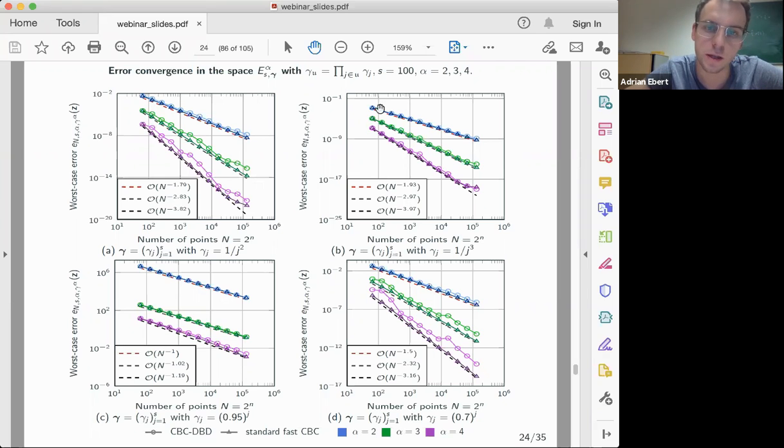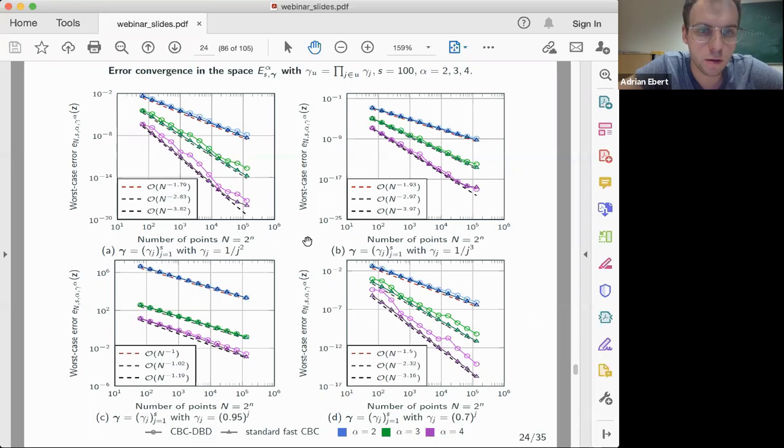And what one can see is that in general, the error convergence behavior for both constructions is asymptotically the same, depending on the weight sequence gamma j. It depends a bit on how fast the decay is and also how big the difference between both convergence rates is. But in general, both algorithms give good results.